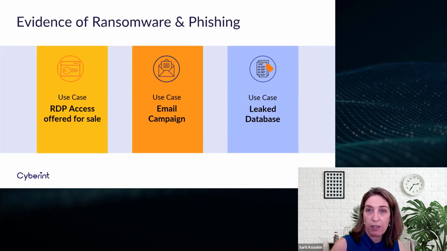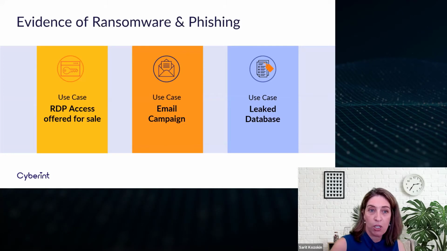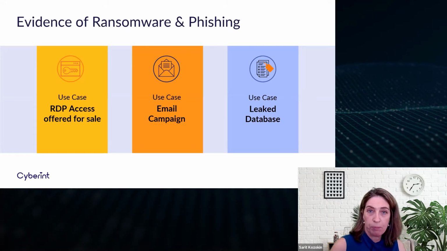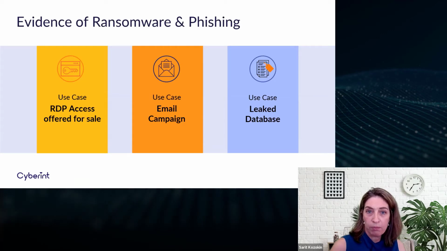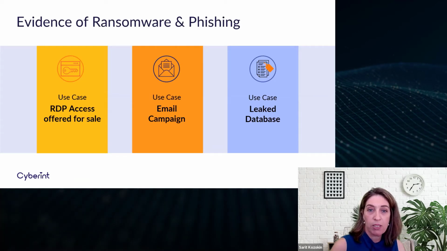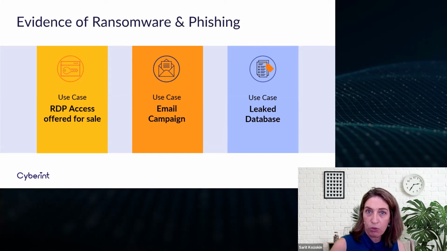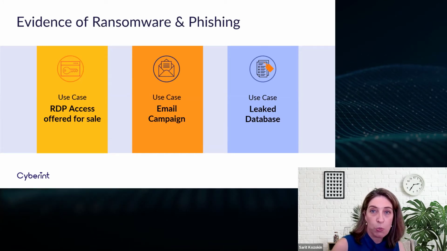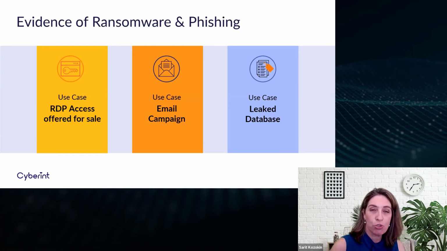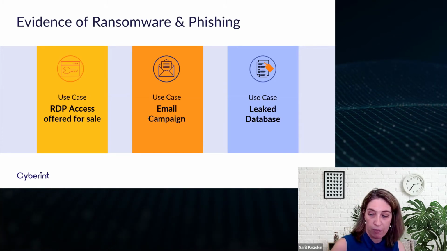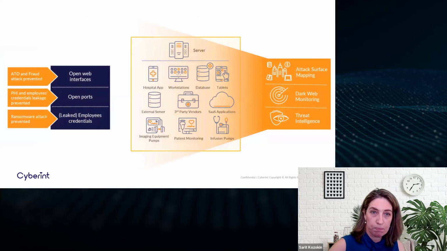So we classify, for the sake of this presentation, 3 use cases. The first one is RDP access offered for sale. Okay, I'll talk about this in detail. Examples of email campaign, okay, that can be part of either a ransomware attack or a phishing attack, and leaked database, which is usually correlated with ransomware attacks. So let's look at the specific examples.